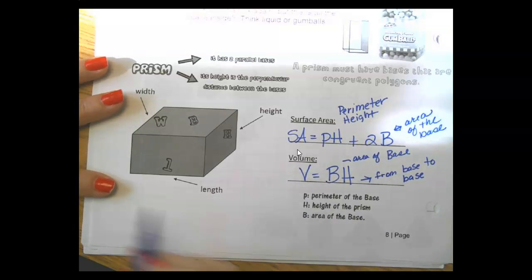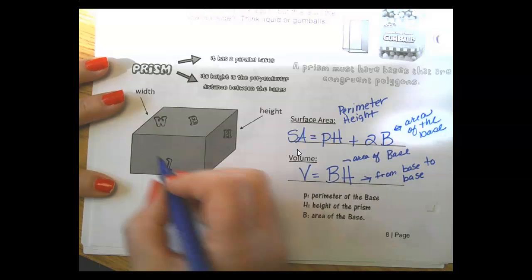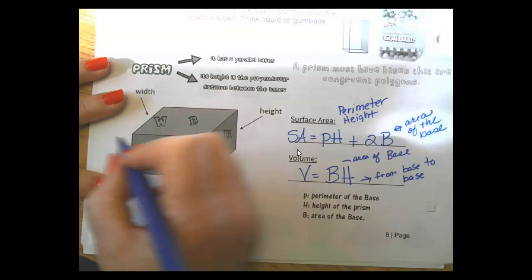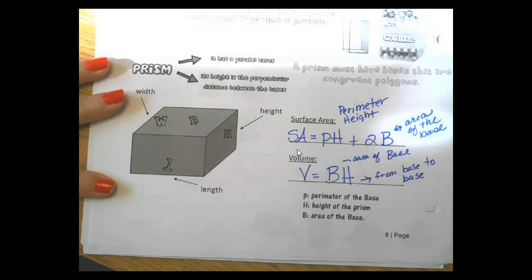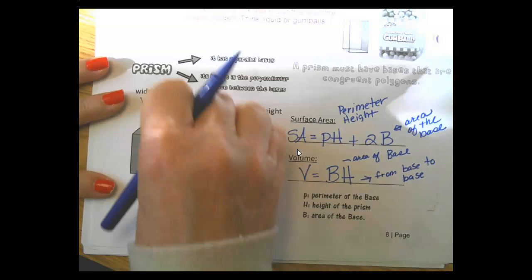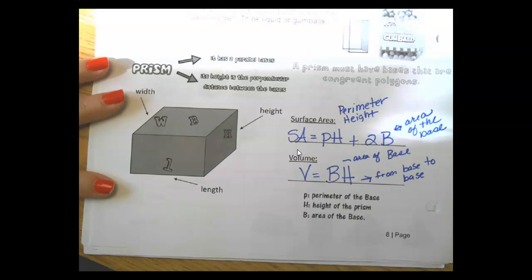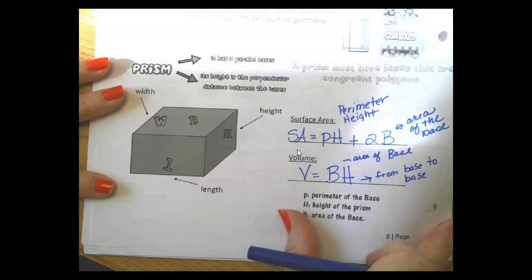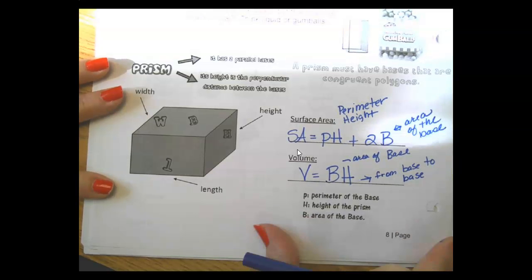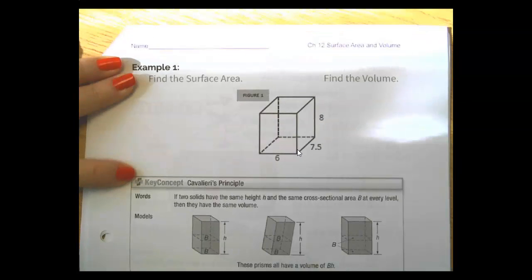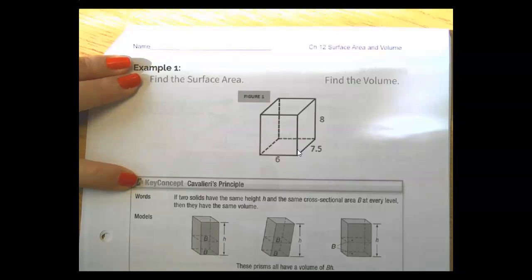So we have length, width, height, base, and there's another base. You can do these two different ways. You can find the area of each side and add them all together, or use the formula. Sometimes one's easier than the other, so I'm going to teach you both ways. This is going to be a long set of notes. So let's find the surface area here.